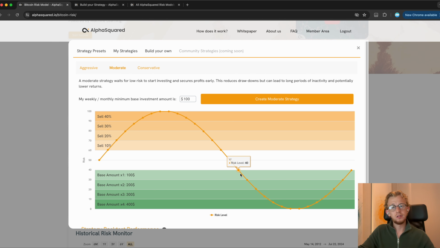Now, let's talk about how selling works using the risk model and risk-based DCA. In this chart, the orange areas represent our sell zones. The concept here is similar to buying, but in reverse. The higher the risk, the more you sell.